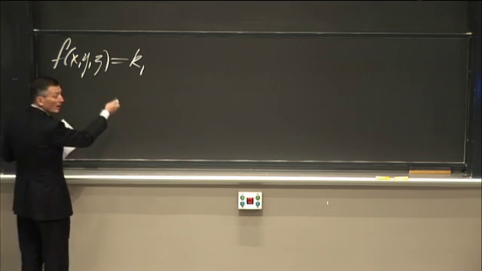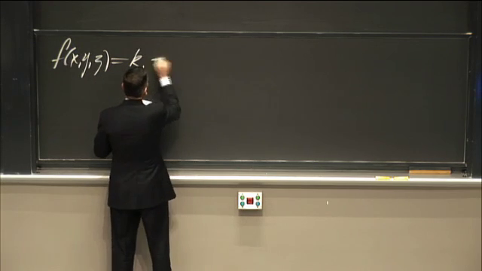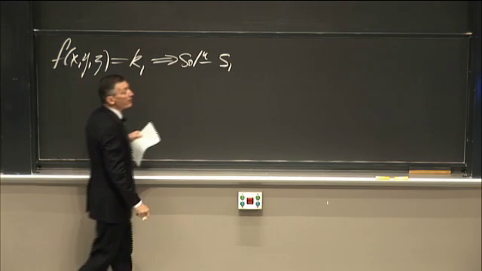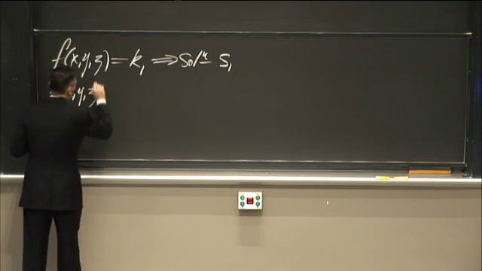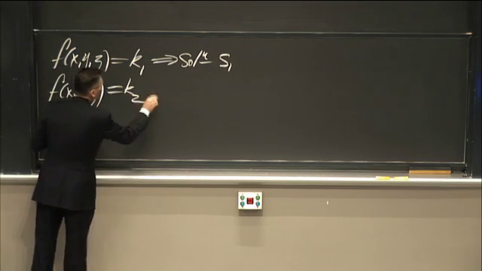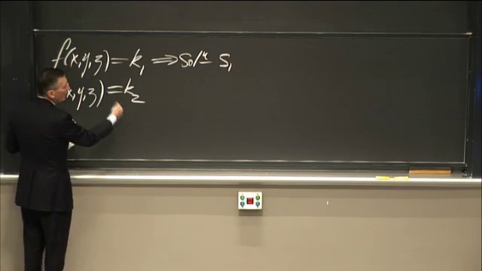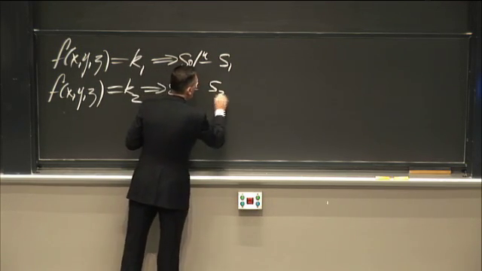Now, k1 could be a constant, it could be a function, it could be anything. And let's say that it has as its solution S1. And then I've got a second variant of this, f(x, y, z), and it equals k2. So it's the same function, but it equals k2 here. It could be a constant, could be something else. And it has as its solution S2.